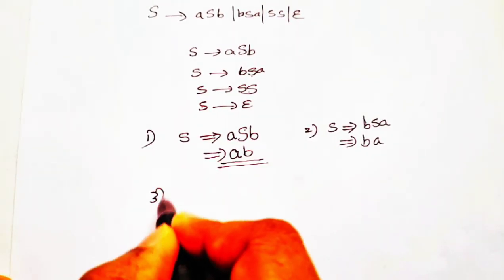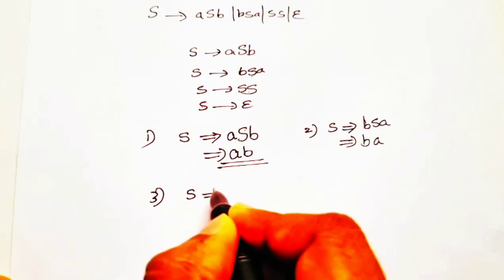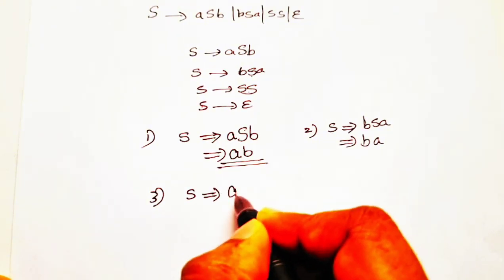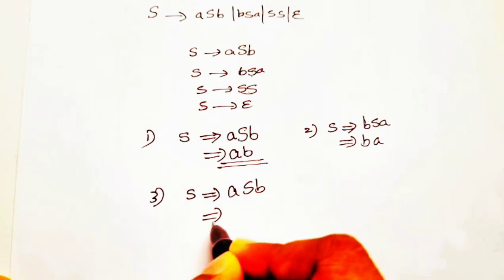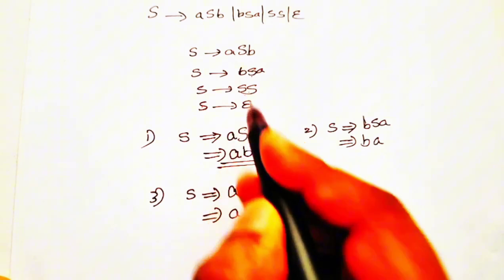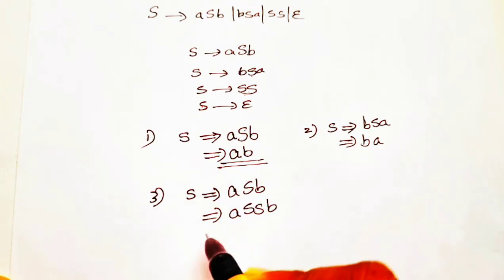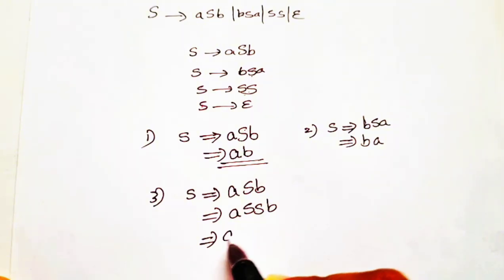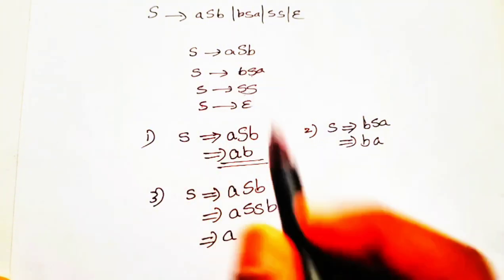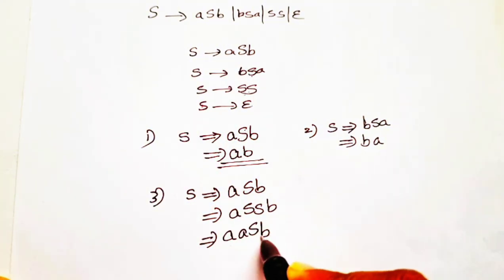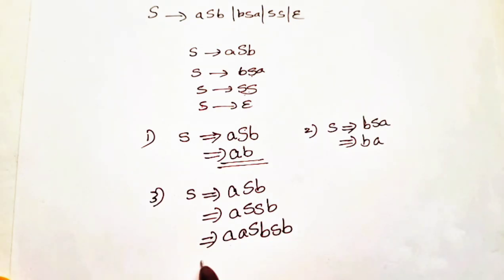Next, one more string we shall see. Let me take again aSb. In place of S, I will take SS. Again, in place of the first S, again I will take aSb. Let me take epsilon here. What you will get? AABB. In this way, you can derive some of these strings.